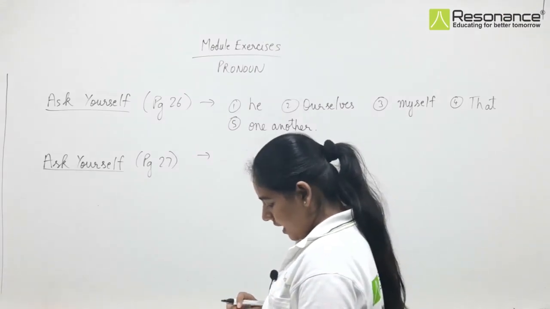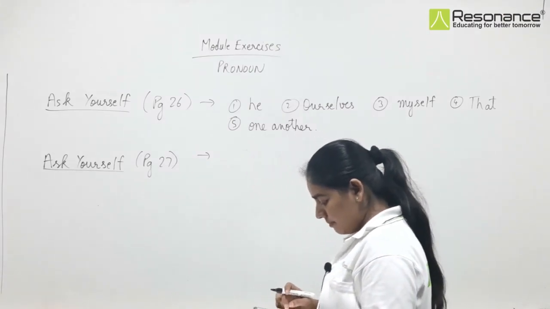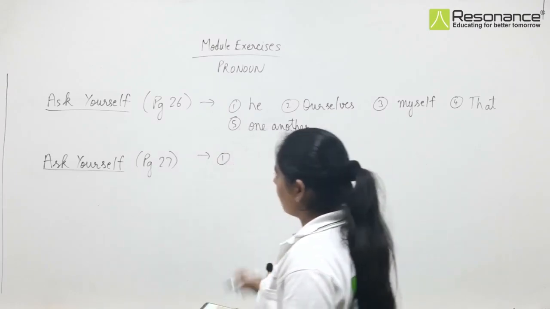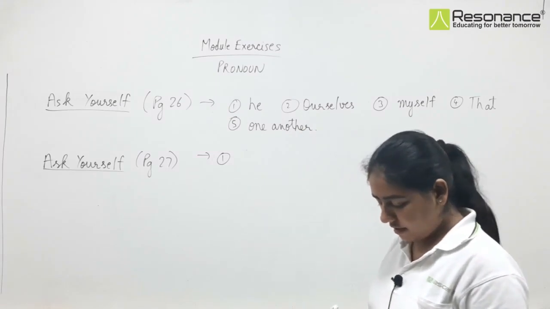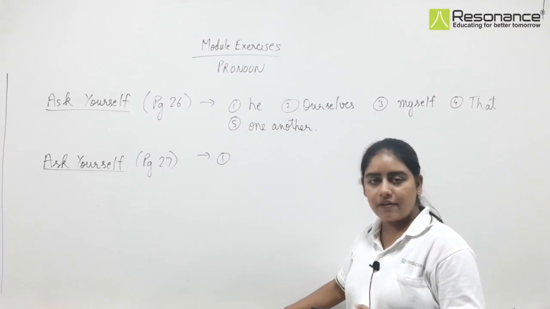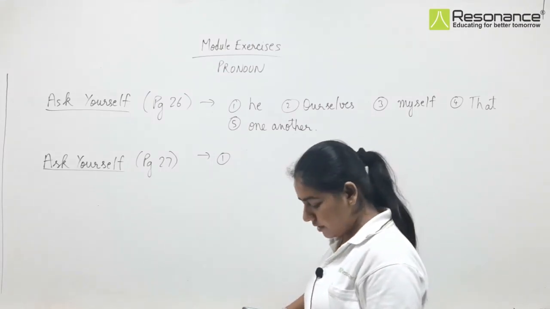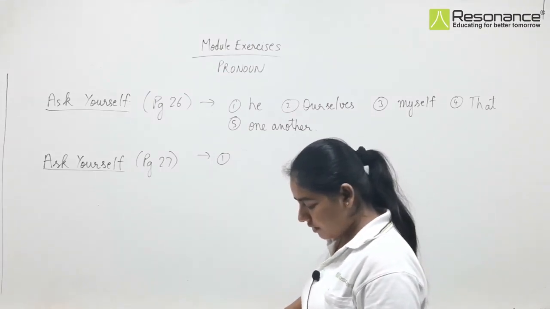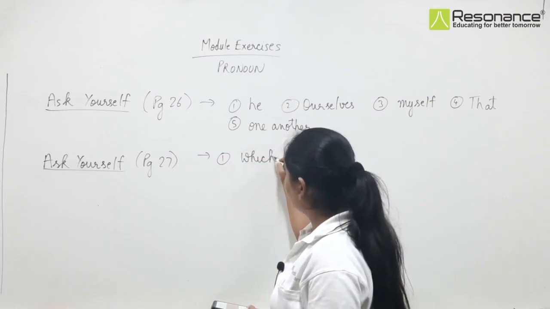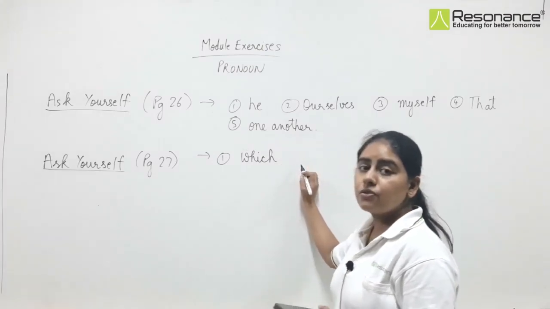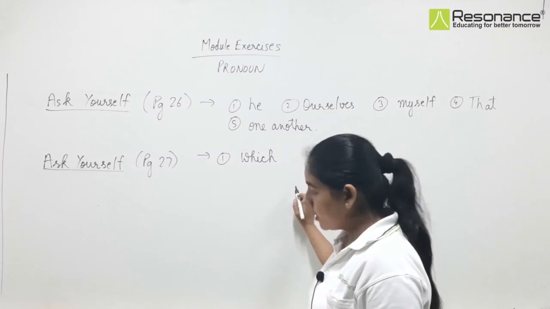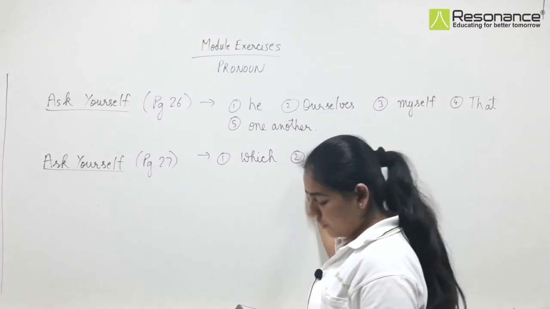Then we have the ask yourself exercise given on page number 27. The question says you have to fill in the blank with a suitable word given in the bracket. So you have to choose the right word. Question number 1, dash book are you reading? So here for book you will use which book are you reading. Where is used in case of place. Okay, where are you going? But here we are talking about a thing, so you will use which over here.